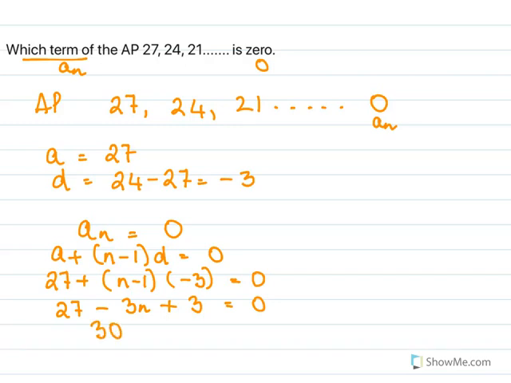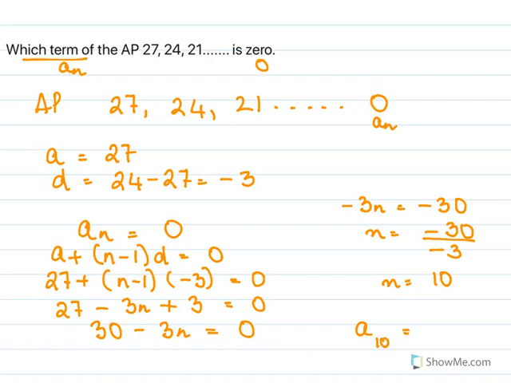So you have 30 minus 3n equal to 0. So minus 3n equal to minus 30. So n is minus 30 over minus 3. So n is 10, which means the 10th term is equal to 0.